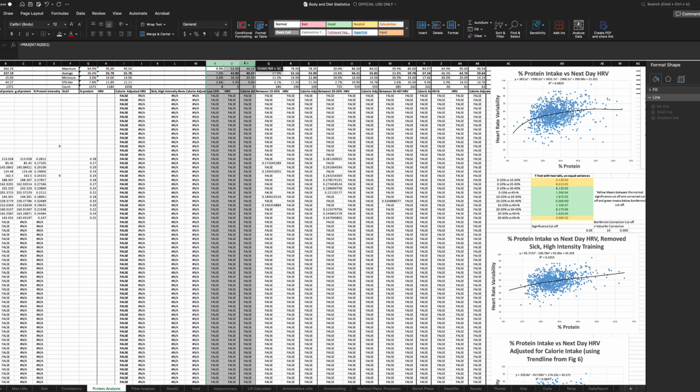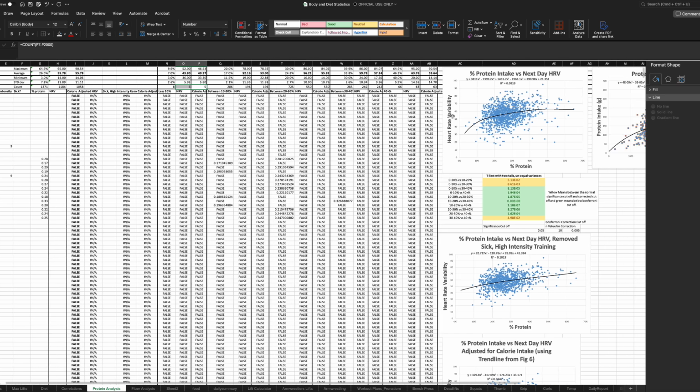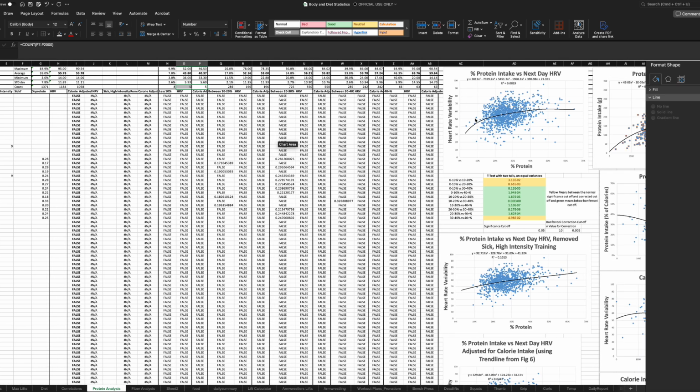So these are all the days that I've had less than 10% protein, which is not very many, only 8 days in the last 1,300 days total. So 1,300 days of data, and it's only been 8 days that I've had less than 10% protein. And only 5 of those 8 days have HRV data. So the data there is not very strong. Obviously, you can see on the graph here, this is not very many data points.